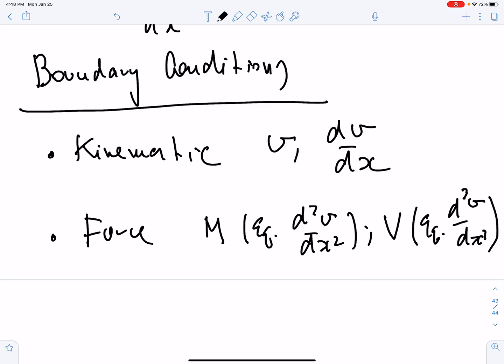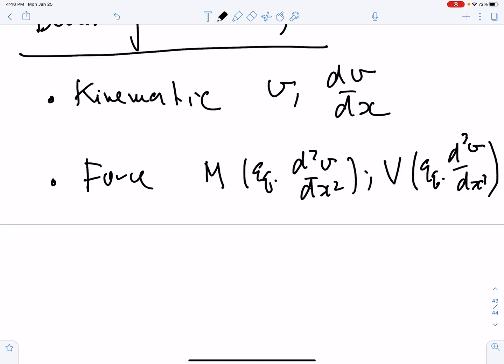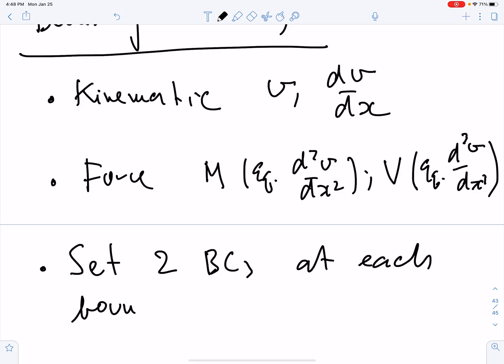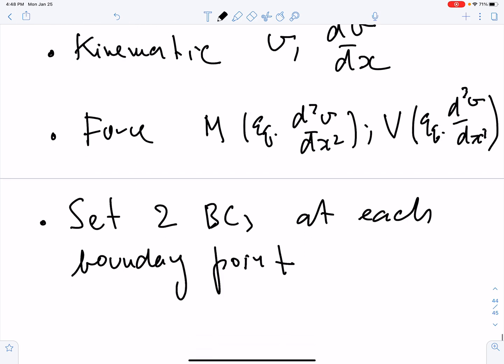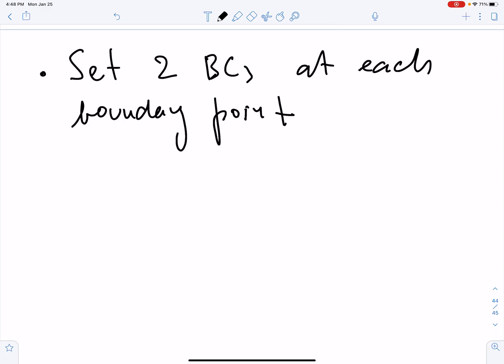Good. Now, what else do you know? So you set two boundary conditions, two BCs at each boundary point. And the way you proceed is as follows. If you know the displacement, then you set it. If you've set the displacement, you cannot set vertical force boundary conditions. Those two are incompatible. Either one or the other.